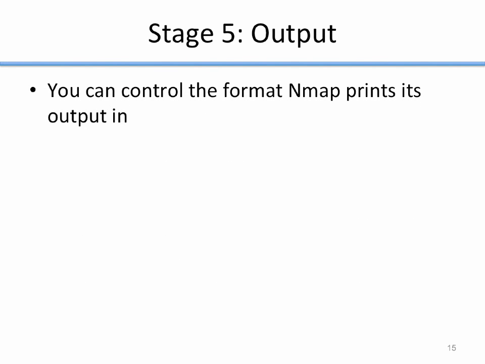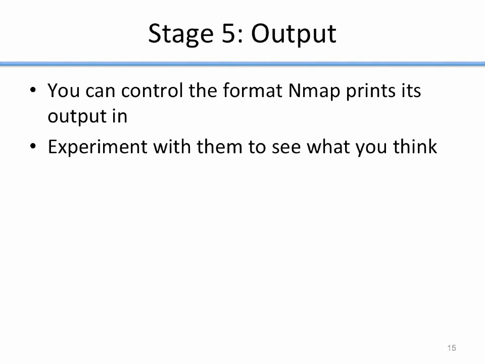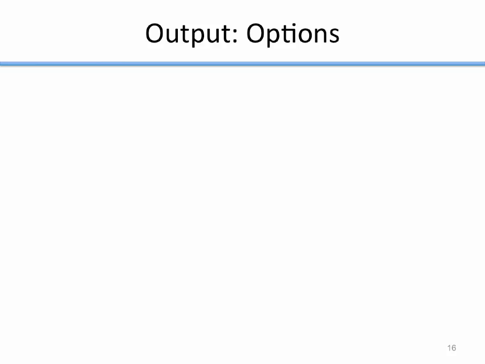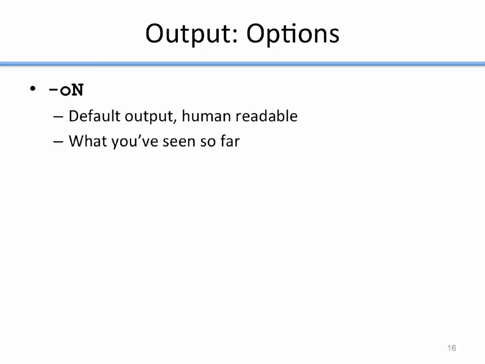So the last stage of Nmap is output. And you can actually control the format that Nmap prints its output in. You should experiment with them to see what you think and see which one might be the most useful to you. So there's three options we're going to talk about. The first is -oN. This would be the default output, human readable. The N is actually for normal output. This is what you've seen so far when we've done demos with Nmap and you've experimented with it.